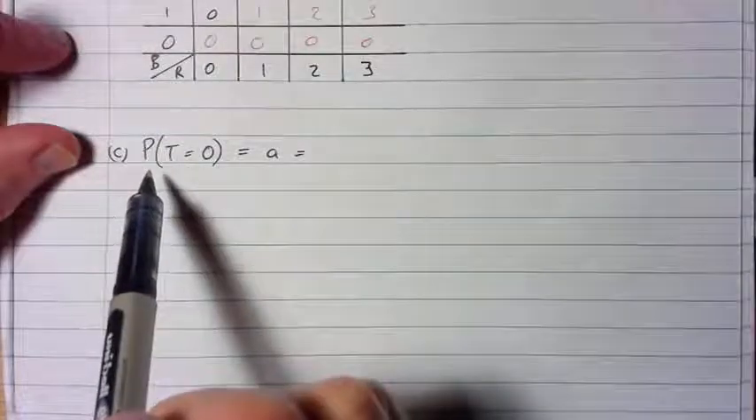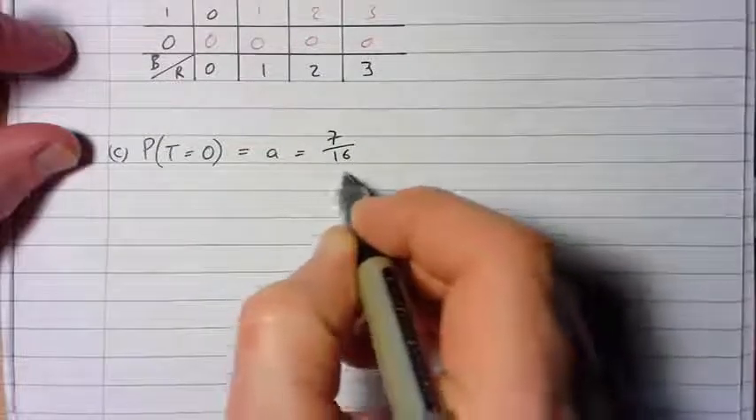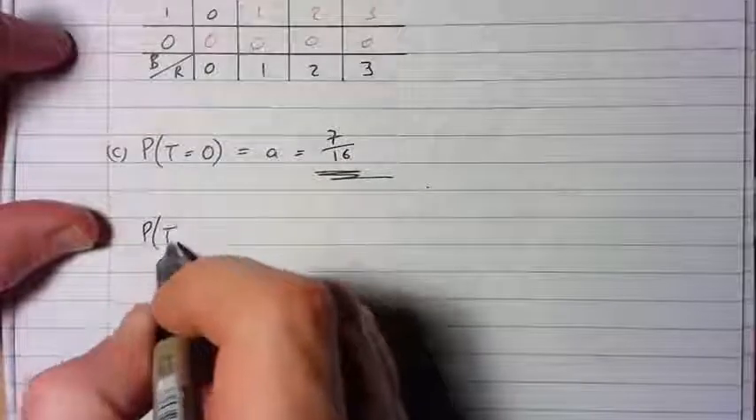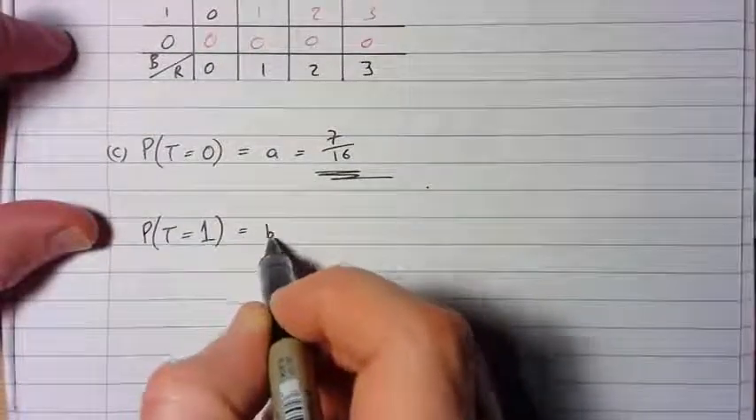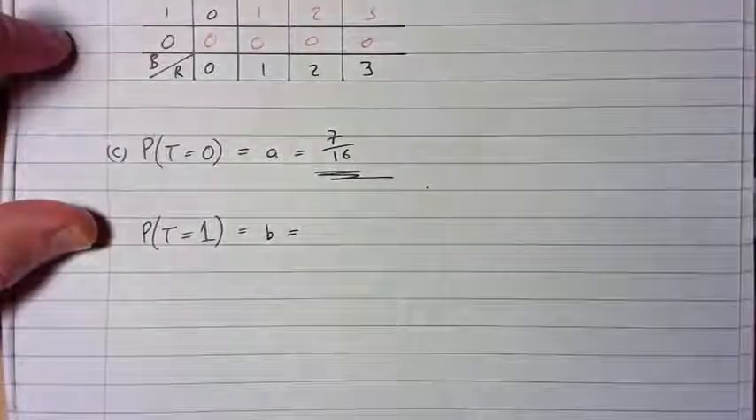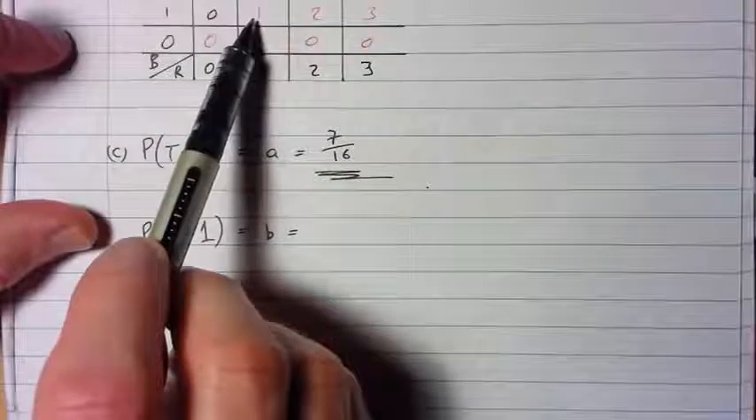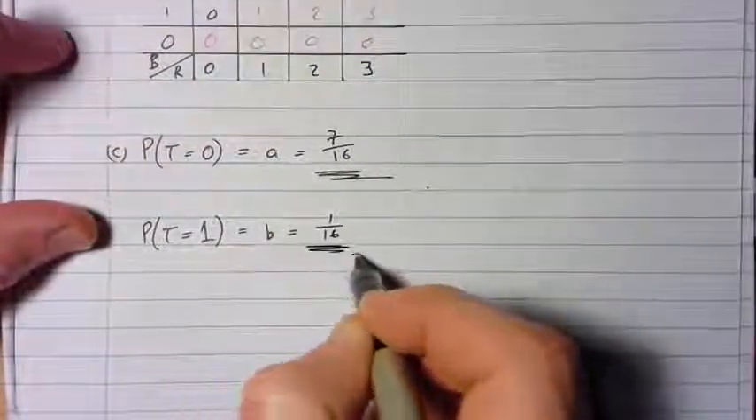Okay, if we're looking for the probability that T equals 0, then how many are there that are 0? 1, 2, 3, 4, 5, 6, 7. 7 of them are 0, 16 altogether, so we have 7 out of 16. Simple as that. Next one was b, which was the probability that T equals 1. So how many 1s occur here? Well, it only occurs there, so it just occurs once out of the 16.